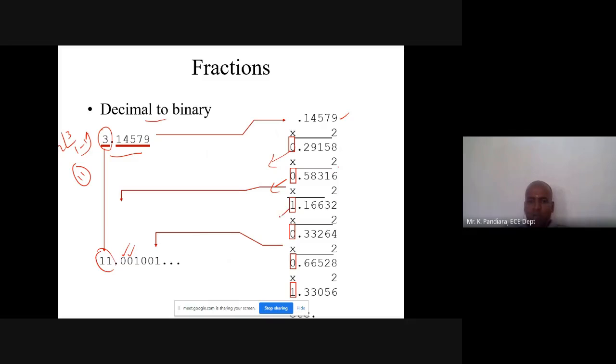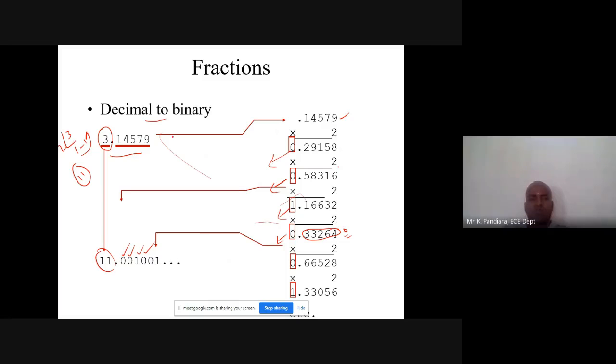1.16632 comes. Here the integer part is 1, so take that 1. Again multiply, and 0.33264 comes. Take this 0. Within 4 to 5 steps, if the entire term becomes 0 we can stop the process. Otherwise, we can stop the process within 3 to 4 steps, that is enough. In this way we convert decimal to binary.